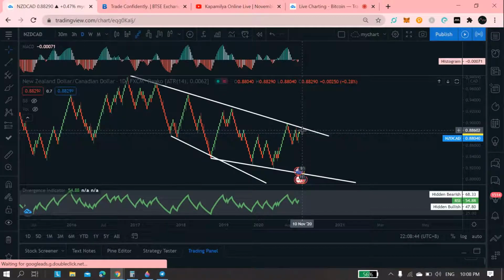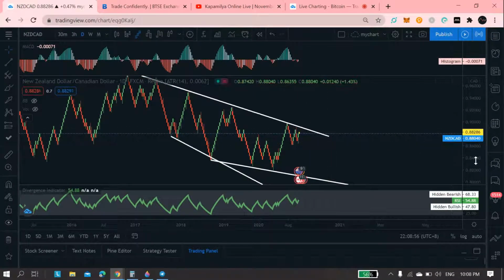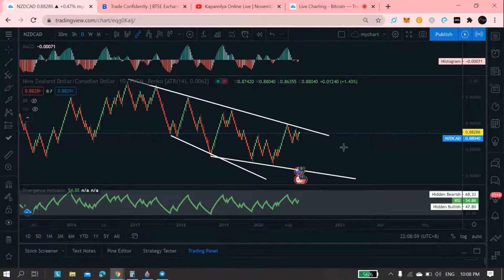But of course, a possible long if it breaks this area. So I'll just wait for a possible breakout, or if it respects this resistance area before I go short. So for me, currently, it's a no trade zone. The risk is much higher than the possible reward. So I'll just wait for a better price.